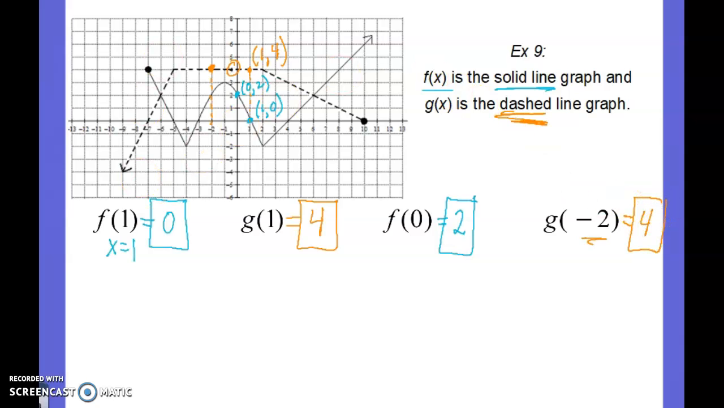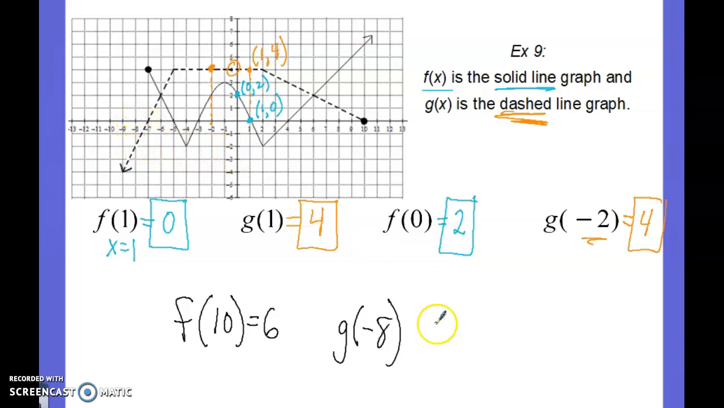Okay, but I could ask any question I want. You know, I could ask for f of 10. You know, I could ask for g of, I don't know, -8. If I was doing f of 10, here's 10. F is the solid line. 1, 2, 3, 4, 5, 6. G of -8. Okay, go to x is -8. G is the dashed line. Looks like the y value is -2. So this is just being able to give me x and y coordinates.